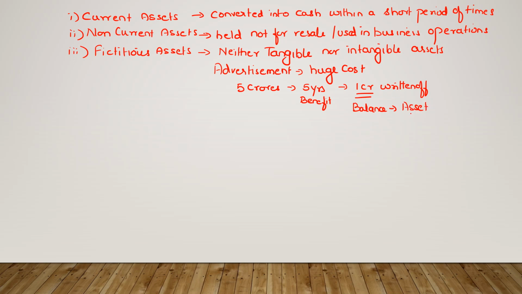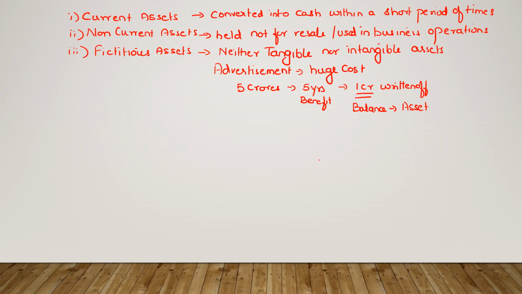This is not an asset which is going to be used physically, but it is giving benefit over a number of years. So this type of expenditure is treated as an asset and shown in the balance sheet for the next 5 years. At the end of the 5 years, it will be out of the balance sheet, and every year a proportionate amount would be charged to the revenue. So that type of asset is a fictitious asset. So this is in detail about assets.